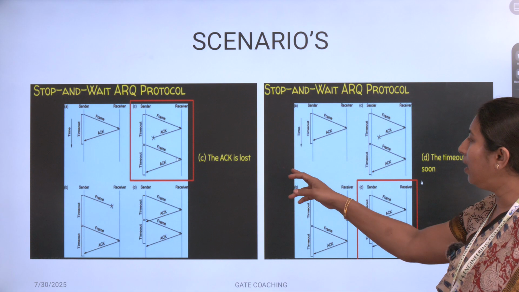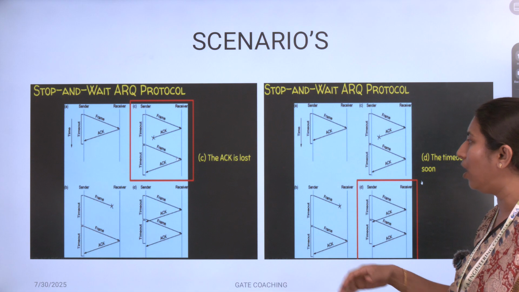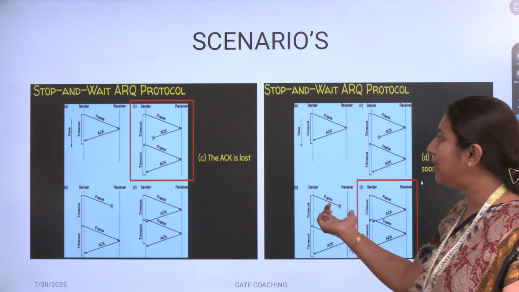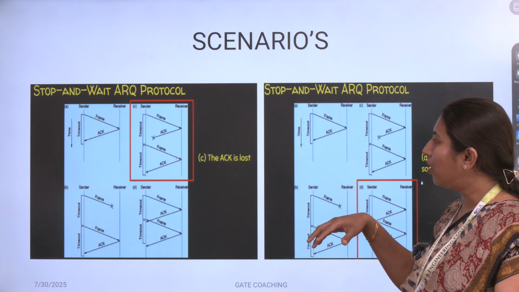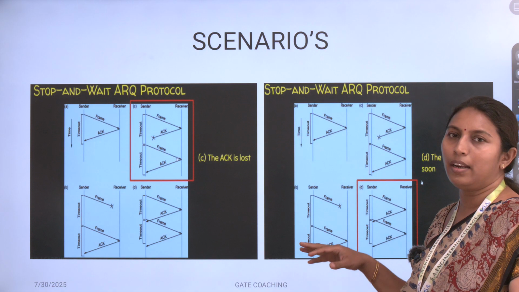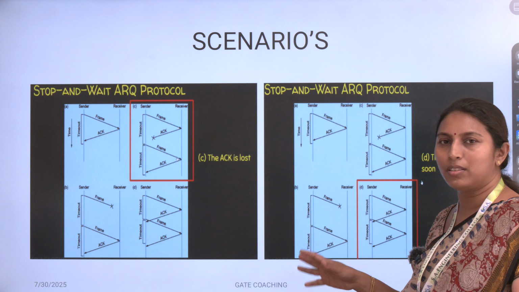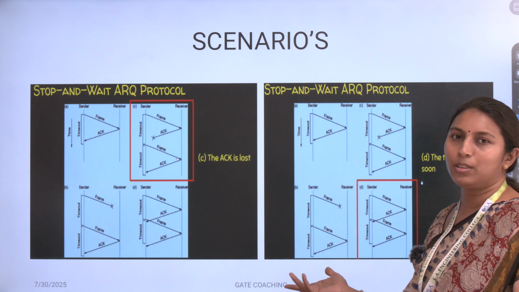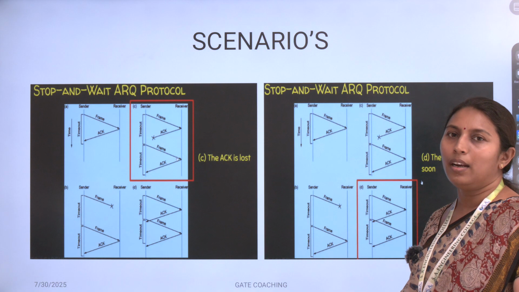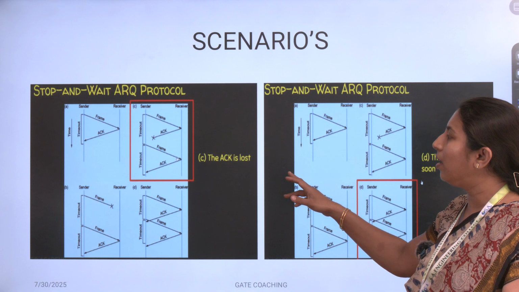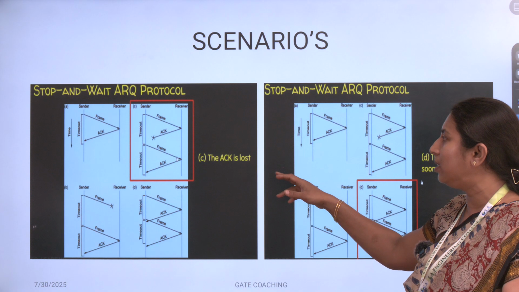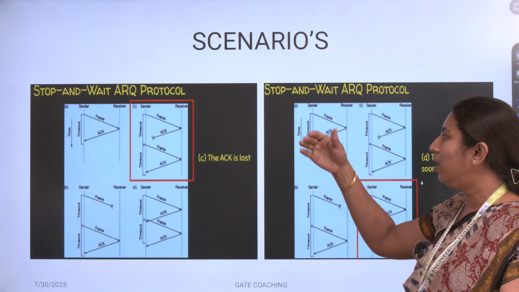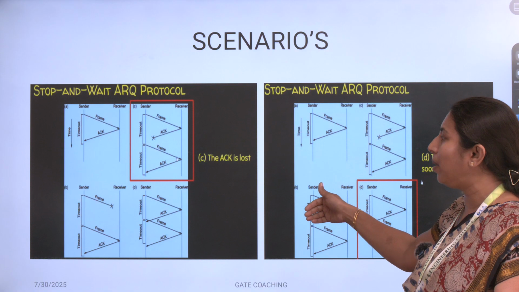The third one is when the acknowledgement is lost. The sender will send the frame, the receiver will receive the frame, process the data, and the acknowledgement is given to the sender. But the acknowledgement could be lost during the transmission. So the sender will wait for the timeout, and after the timeout, the sender will send the frame again.